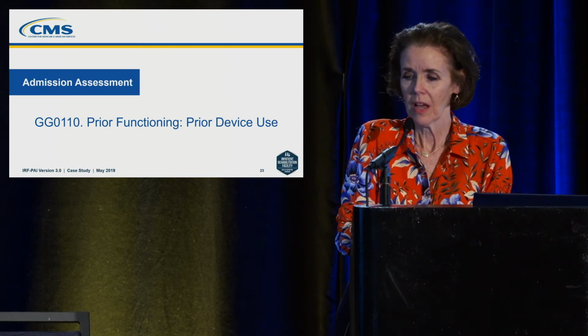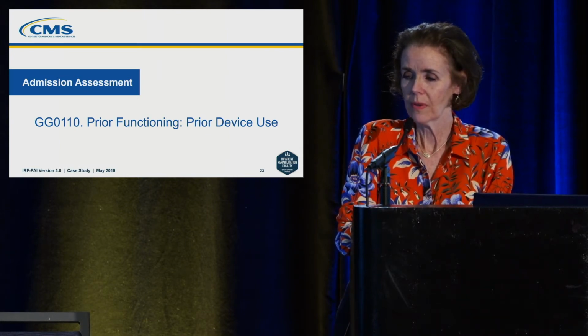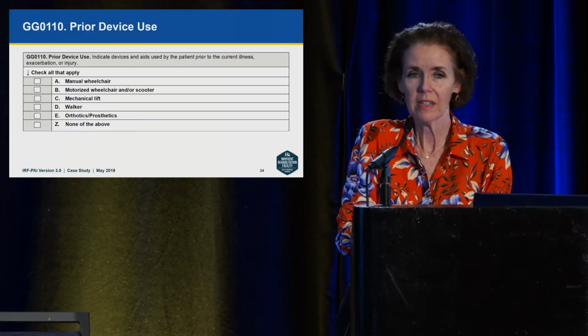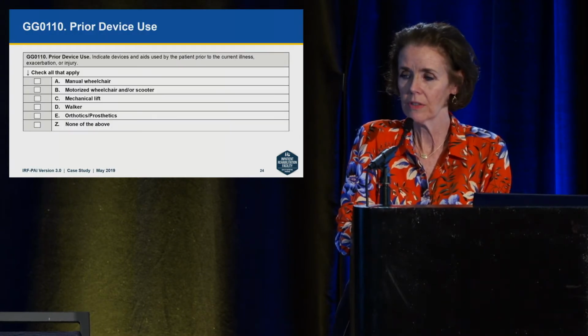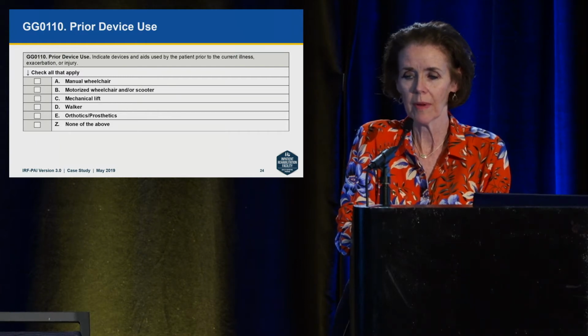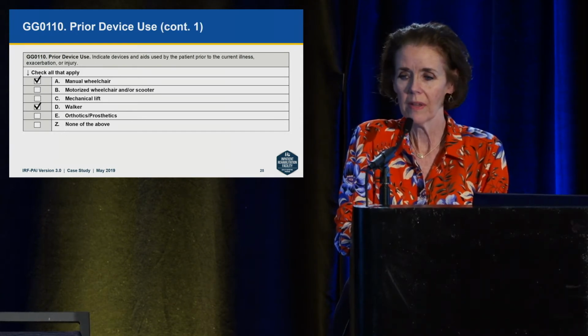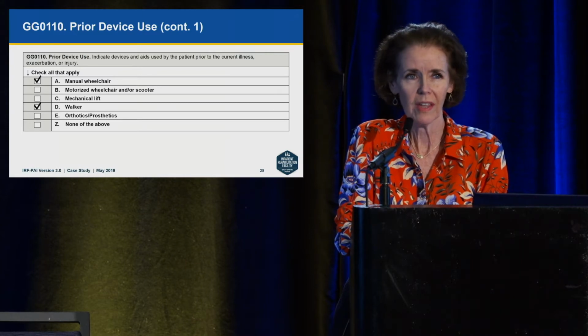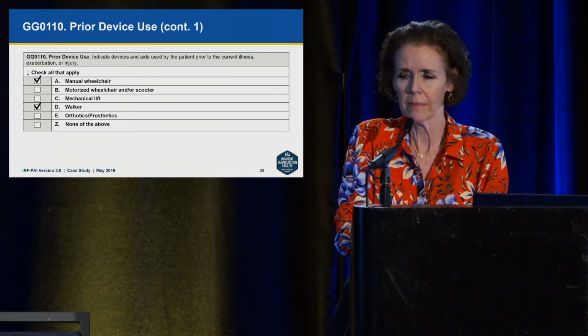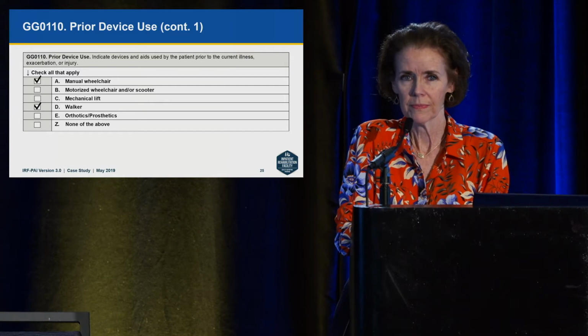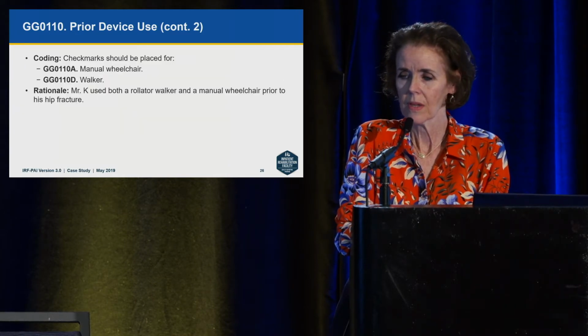Okay, admission assessment for prior functioning, prior device use. And here we're going to indicate the devices that were used prior to the current illness. And remember, we can check as many as we want, or as many as are appropriate. And the correct answer for that would be A, the manual wheelchair. I think he wheeled out to his mailbox, if I remember. And the walker. And he used both the rollator walker and a manual wheelchair prior to his hip fracture.